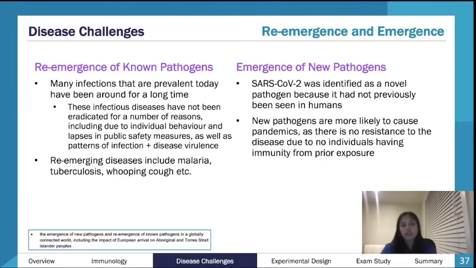So this is obviously linking quite closely to COVID. It's this idea that nobody's ever seen it before, and it's this emergence of a new pathogen. And it's this idea that these pathogens are more likely to cause pandemics.